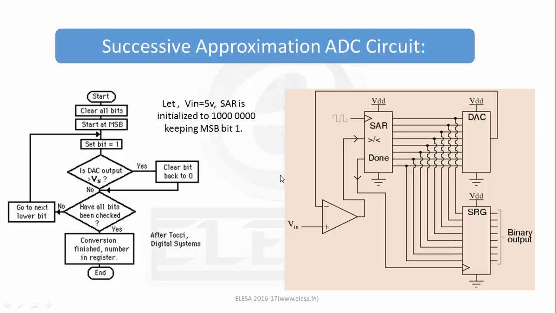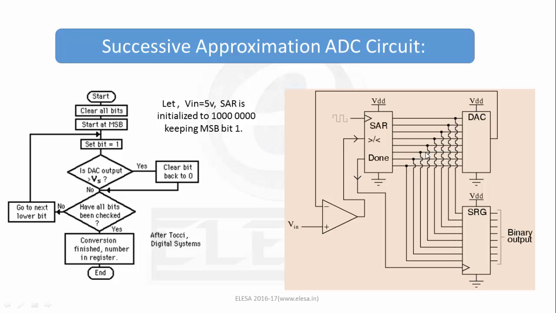Then we have to clear that bit and switch to the next bit, making that bit 1 and continue the procedure. But suppose the DAC output is less than the Vs, then leave that bit as it is, 1, and switch to the next bit and do all this procedure for all the 8 bits.